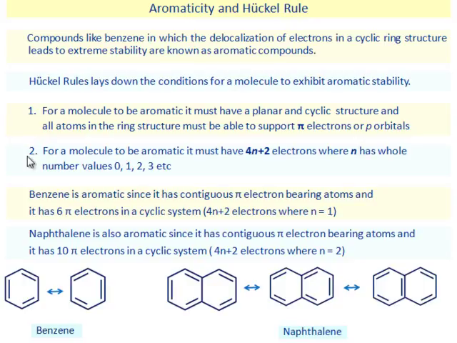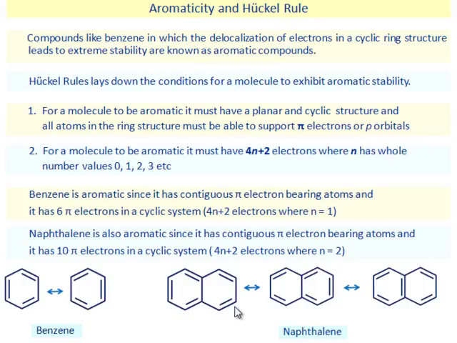For a molecule to be aromatic, it must have 4n plus 2 electrons, where n has whole number values of 0, 1, 2, 3, etc. Benzene is aromatic since it has contiguous pi electron bearing atoms and it has 6 pi electrons in a cyclic system, 4n plus 2 electrons where n is equal to 1.